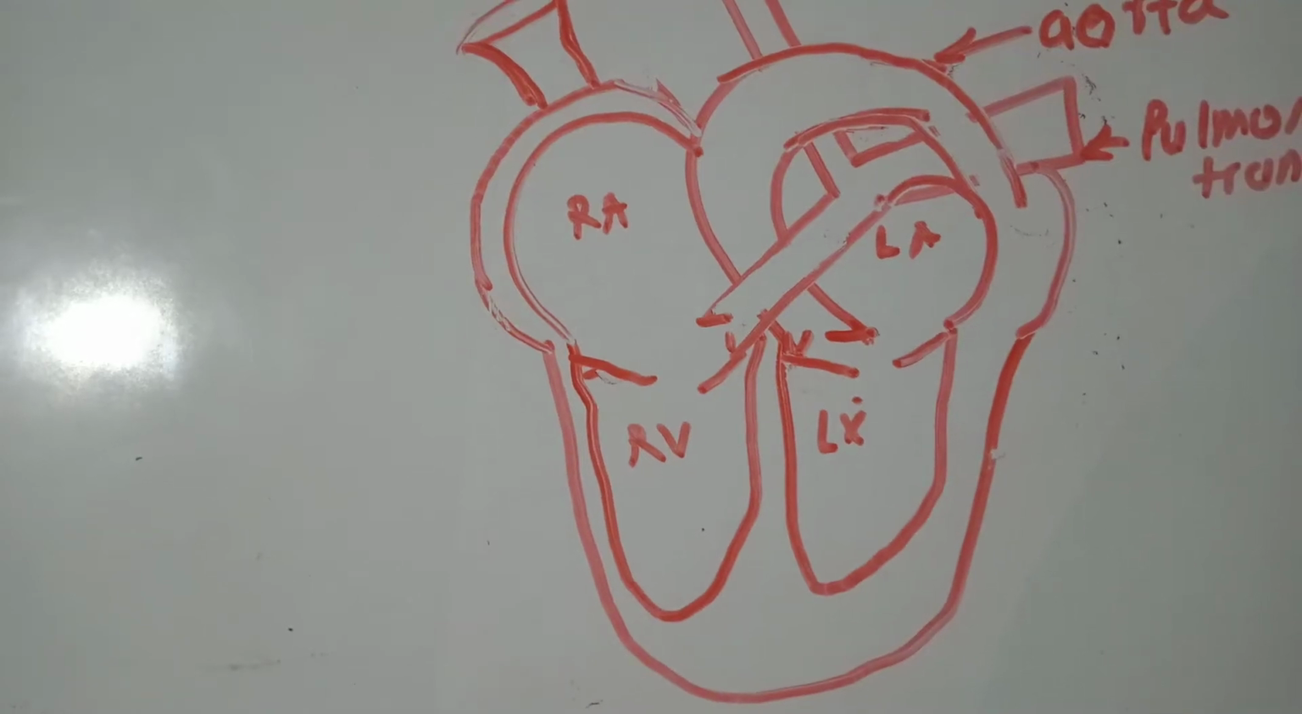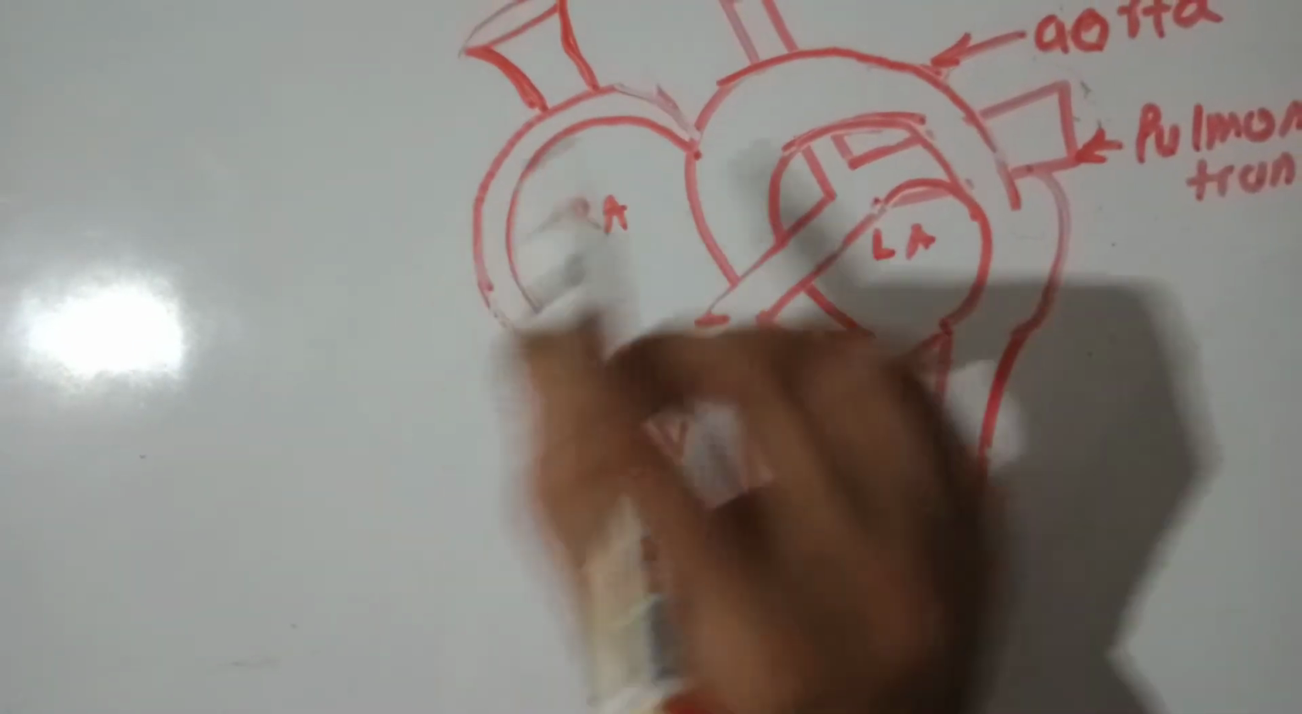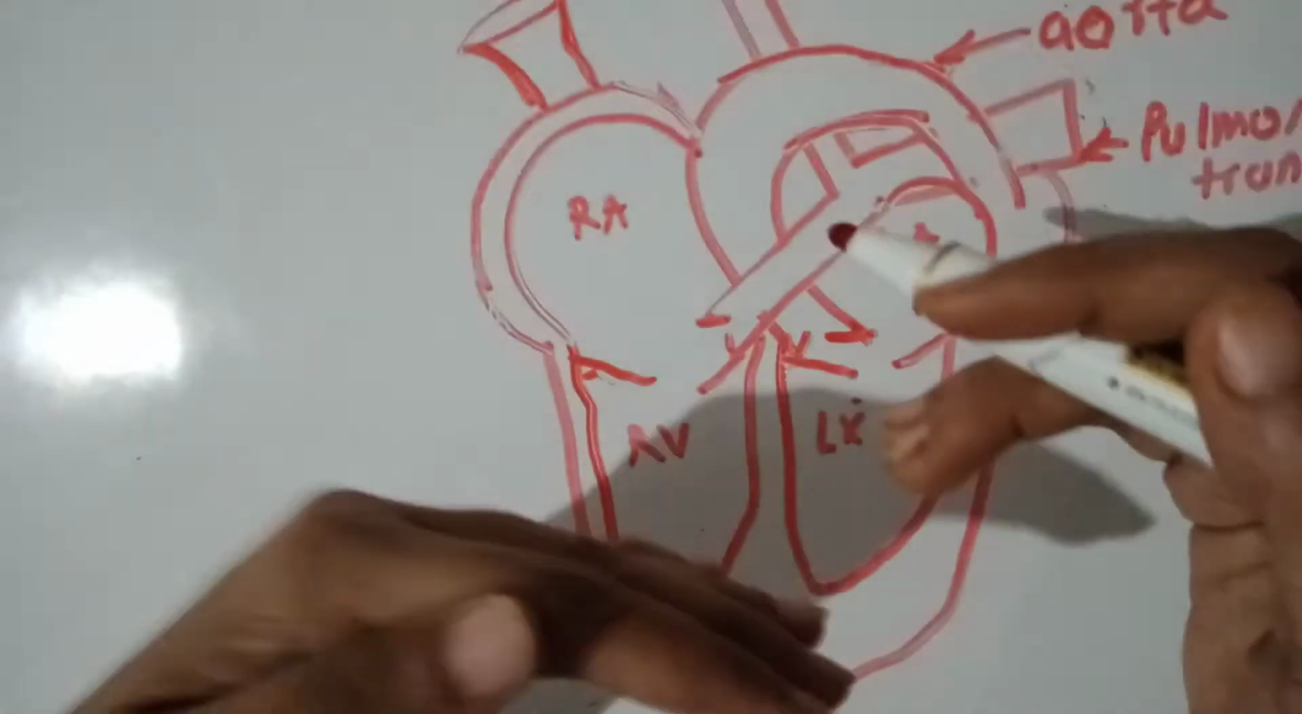Students, till now we have seen all the parts of the heart. Now we'll go ahead and see the atria. Okay, the atria parts.